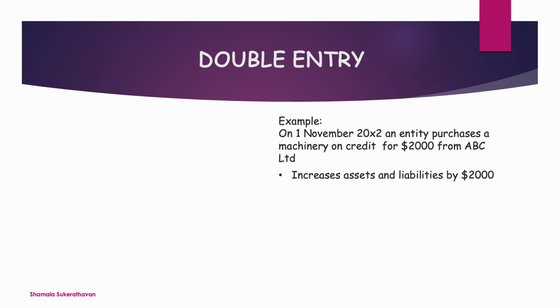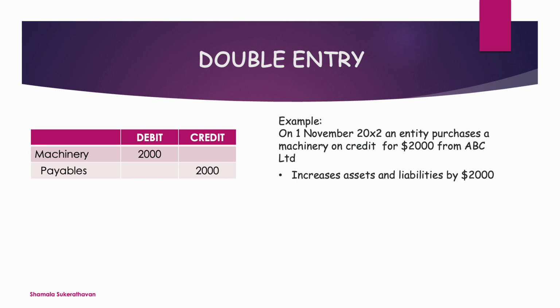Now, how do we record the transaction? There will be an equal debit and credit entry of $2,000. The increase in asset is recognized by debiting machinery, and the increase in liabilities is recognized by crediting payables.